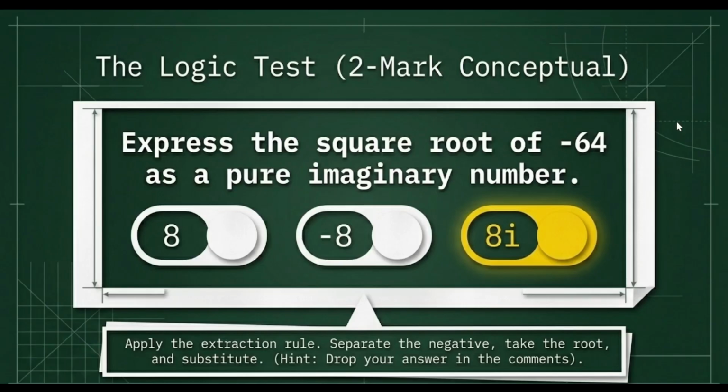Now it's your turn to test your logic. If you have the number the square root of negative 64, how would you write that as a pure imaginary number? Is it 8, negative 8, or 8 iota? Think about the steps we just did. Extract the negative as iota and take the root of 64. Drop your answer in the comments. I'll be checking the correct ones. This is a classic 2-mark conceptual question for your board examination.